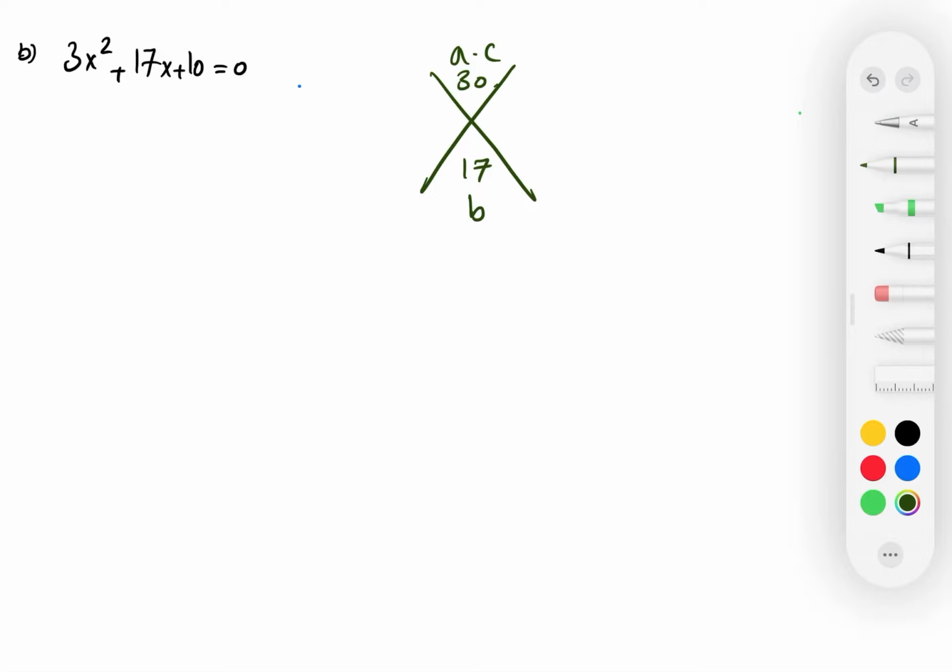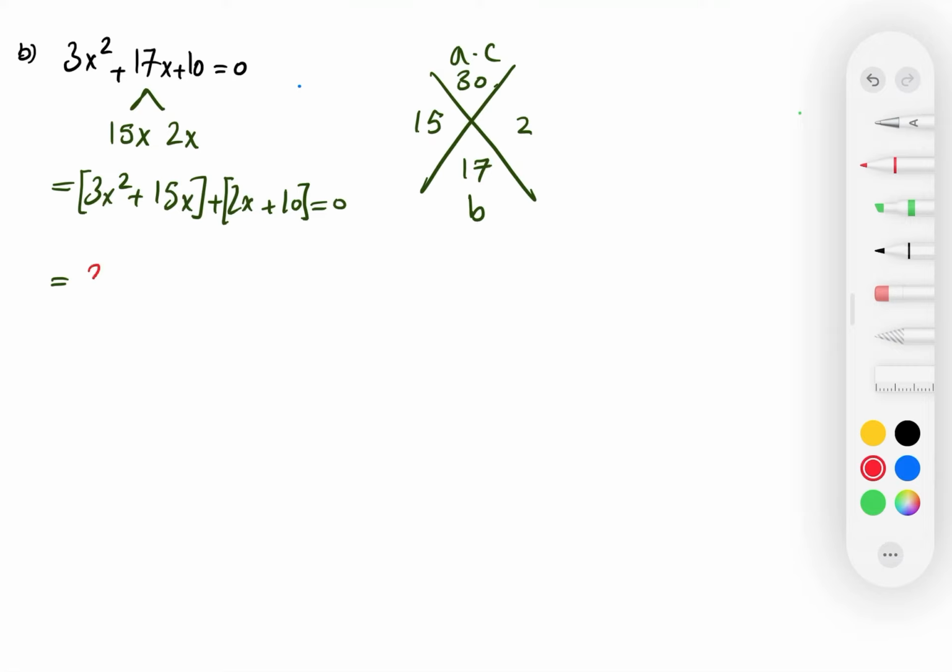Now, two possible numbers that multiply to 30: actually, 3 and 10, and 15 and 2. And obviously it's 15 and 2 because 15 plus 2 is 17. So once again, you decompose the middle term into two terms that add up to it. That's 15x and 2x. So you write it as 3x squared plus 15x plus 2x plus 10 is equal to 0.